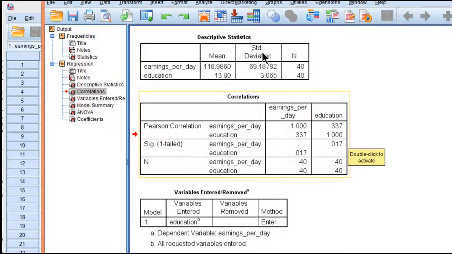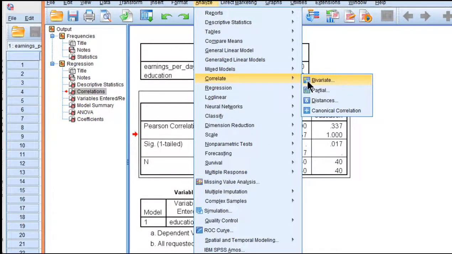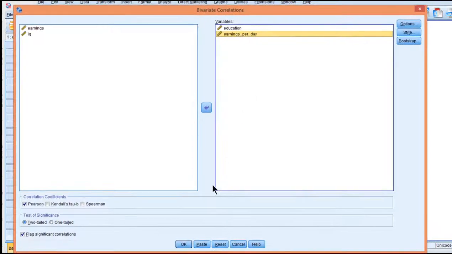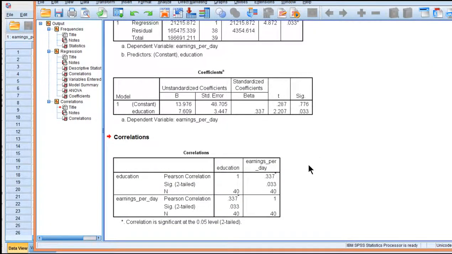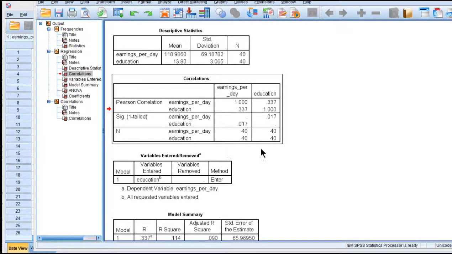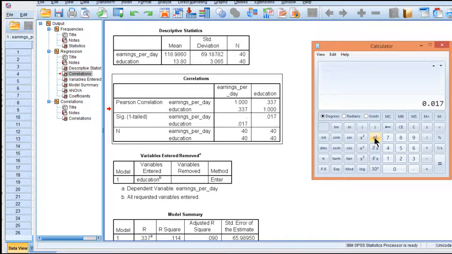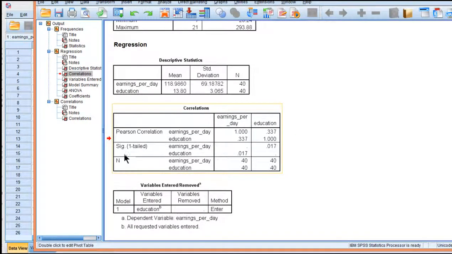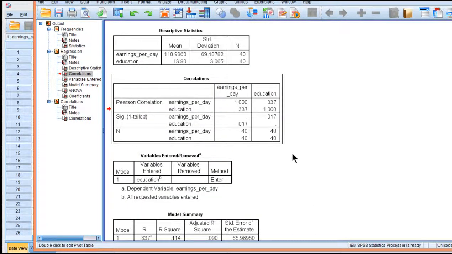So if you were to do this correlation the regular way through Correlate, Bivariate, education, earnings per day, and then click OK, you can see that the correlation is exactly the same at 0.337, but the p-value is 0.033, whereas through the bivariate utility, it chops it in half, so 0.017 times 2 is 0.034, so that's just a decimal place difference. So be careful with that. It's a one-tailed significance. You might not actually want to report that.